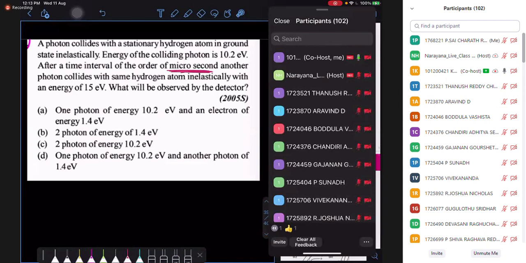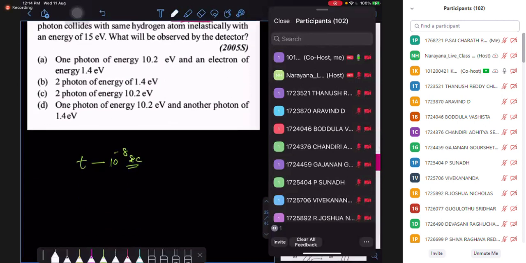So when you excite the atom, it immediately goes to the de-excited state. It excites, de-excites. How much time will it take to excite and de-excite? Nobody knows exactly, but the time is 10 raised to the power minus 8 seconds, which is much smaller than microseconds. The purpose of giving microseconds here is that the atom excites and de-excites, so before you give the second photon, your first atom is already excited and de-excited.